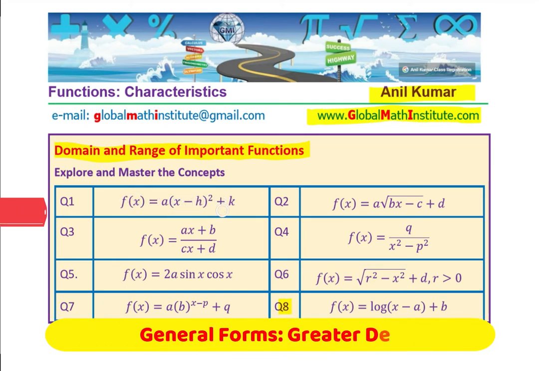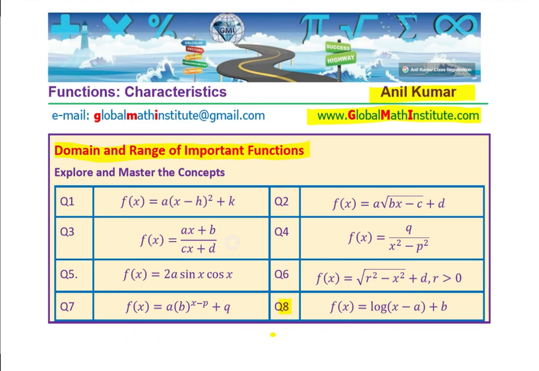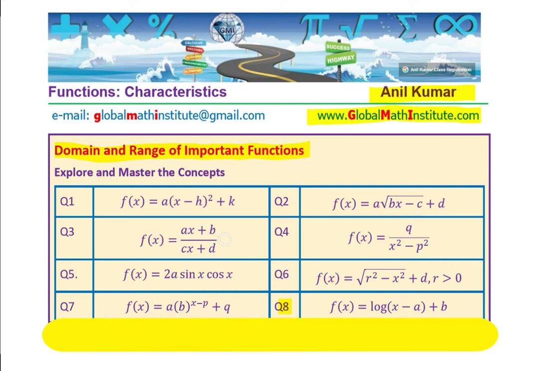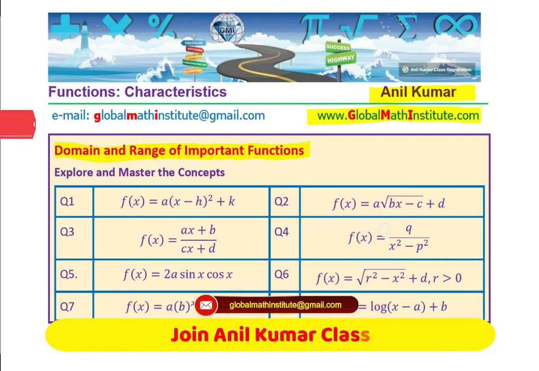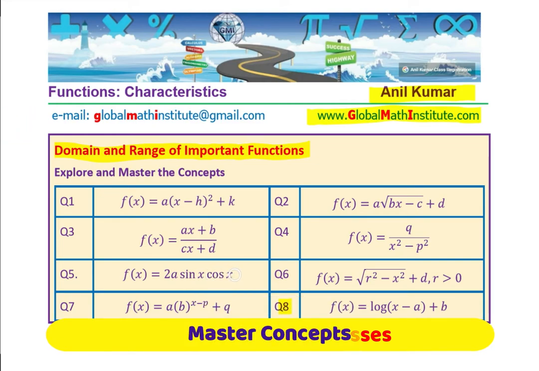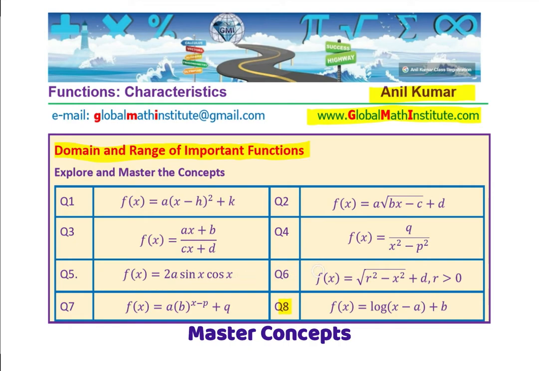Question 1 relates to the vertex form of a parabola. Question 2 is a general equation for the square root function. And then we have a rational function, a general equation, which has a ratio of 2 linear functions. Question 4 is again a rational function with x squared minus p squared in the denominator. Question 5 is a sinusoidal function, a trigonometric function, and then 6 is a very special equation for a semicircle. Then we have exponential and logarithmic functions.